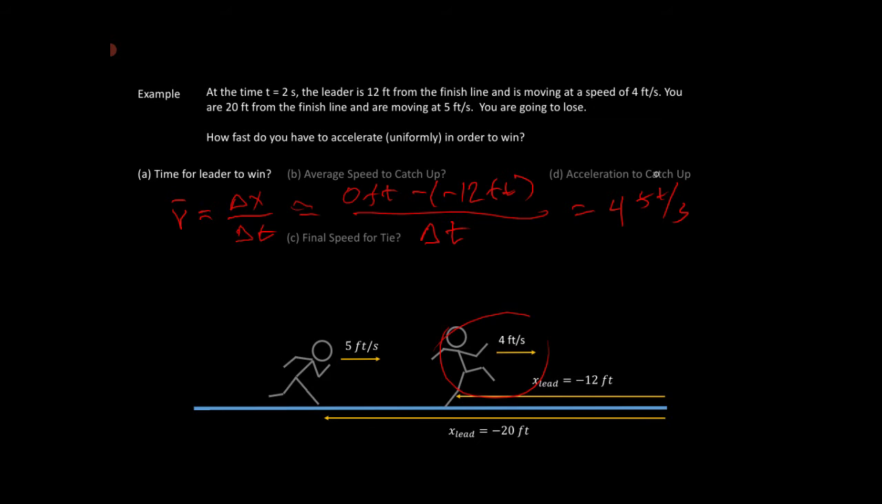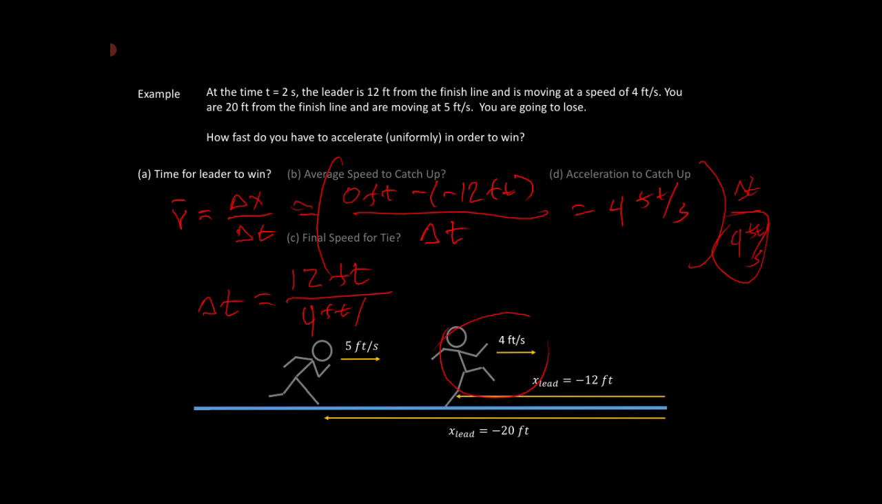Okay, so we'll go with that 4 feet per second. How do we do this? Well, we're going to have to multiply both sides by delta t over 4 feet per second. And that will get us delta t on one side and 4 feet per second on the other. So we want delta t on one side. Then we have 0 minus 12 feet. Minus 12 feet is positive 12 feet over this 4 feet per second. And that's just 3 seconds. So it's going to take this guy 3 seconds to win.